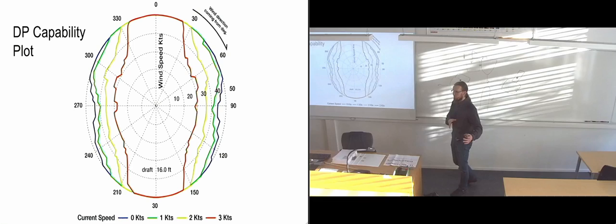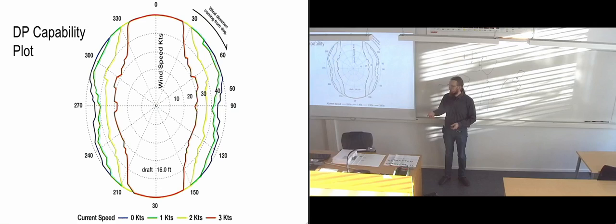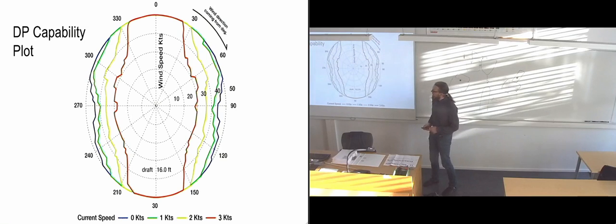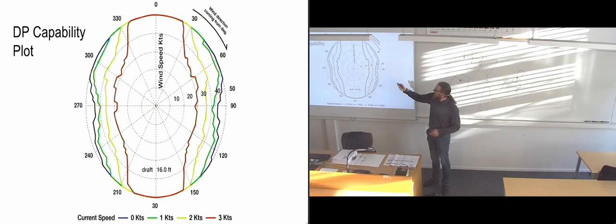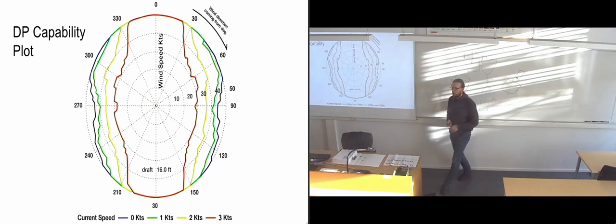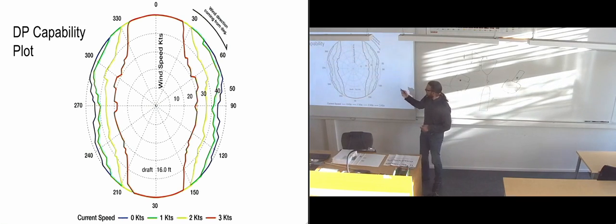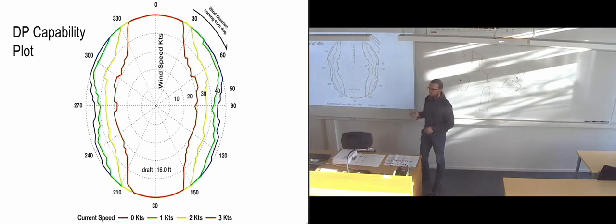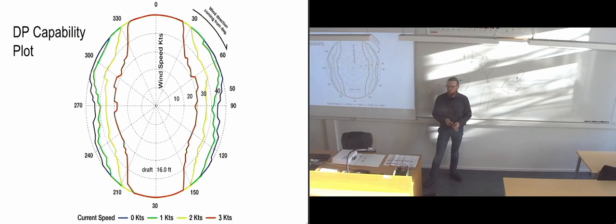Even though we have a DP class of 3, we're still going to drift off because basically the thrusters of the vessel aren't strong enough to stay in position. So they can't counteract all of this force. And here you can see if it's coming from the front, so 0 degrees, it doesn't really matter. We can handle 50 meters per second wind and the full effect of the current. But again, with wind from 90 degrees, we can barely handle, let's say, 27, 28 meters per second of wind if we have 3 knots of current there.